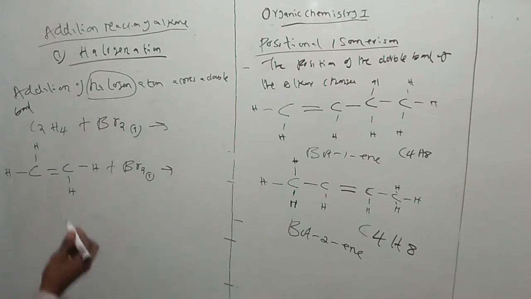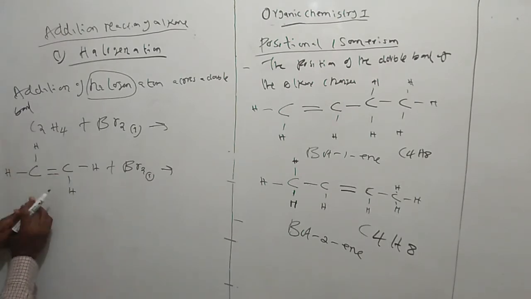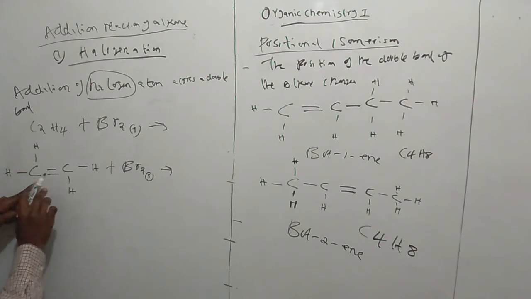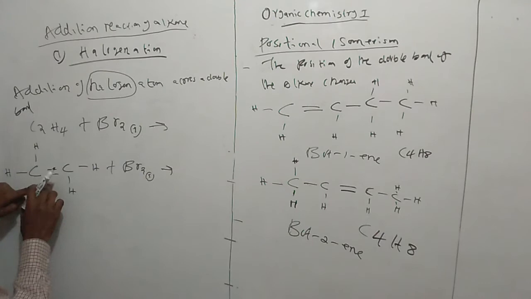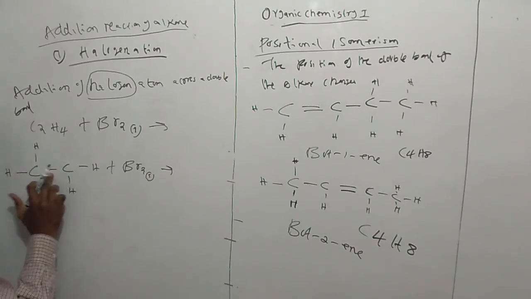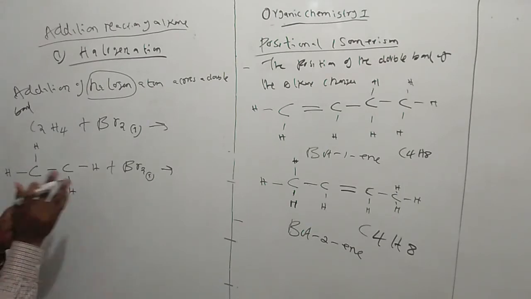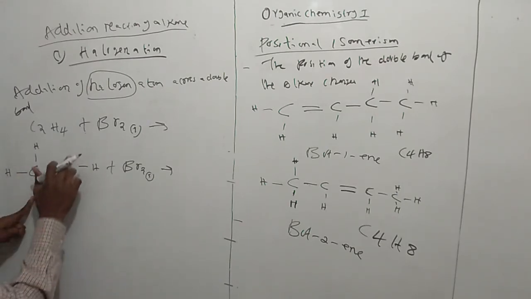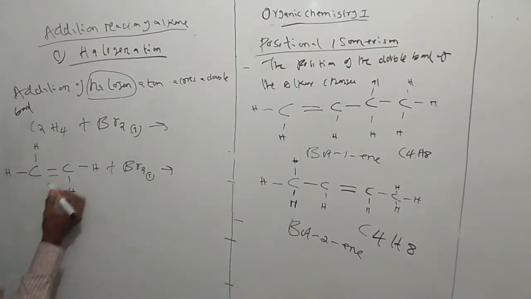Now you see the structure that will form here. This bromine gas will break this double bond such that one bromine will occupy this carbon and the other bromine will occupy this carbon. For example, if I break down this carbon atom, for the bond to be complete, there will be 2 spaces, one here and one here. That means one bromine will occupy here, another bromine will occupy there.